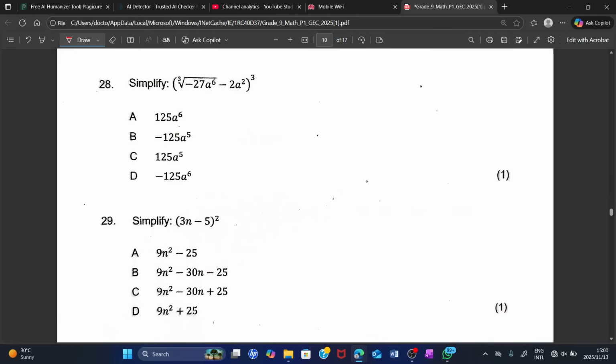Simplify. So here, what are we going to have? The radical sign for this is the same as minus 3. This is minus 3. Okay, let me say minus 27, a to the power of 6 in brackets to the power of 1 over 3. That's what it means. Minus 2a squared. Outside there is a 3.